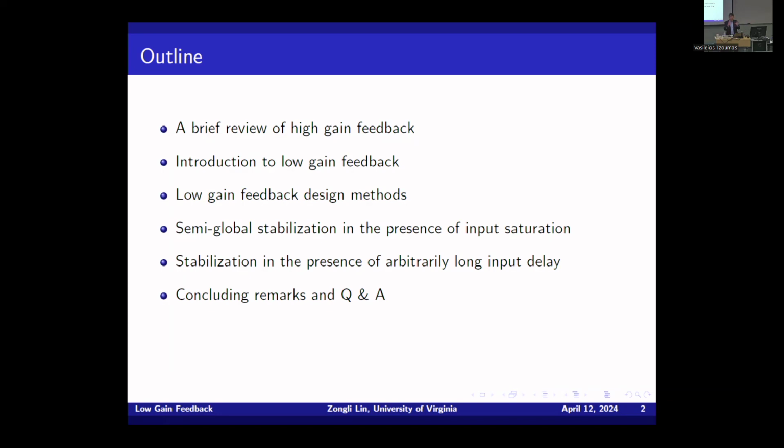So I try to see through this and apply this low-gain feedback to these two types of problems, and I'd like to show there might be some inherent connection between these two problems.